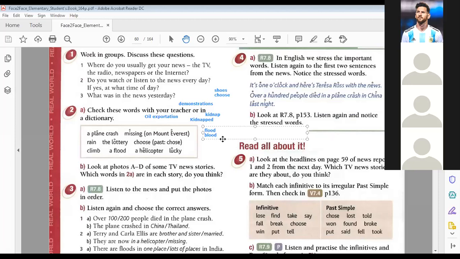How do we say this word? Blood. Yes. Blood. They are the same sound. Flood, blood. Flood, blood. Okay? It's the same, yeah. The same vowel. Flood, blood. Flood, blood. Okay, a helicopter. I think it's clear. Everybody knows what a helicopter is. Yes. A flood. What is it?